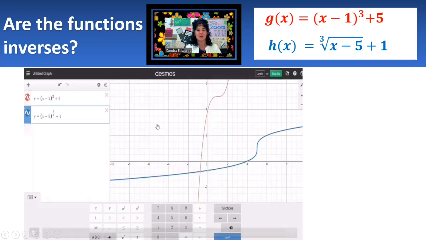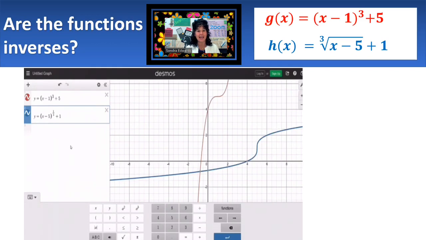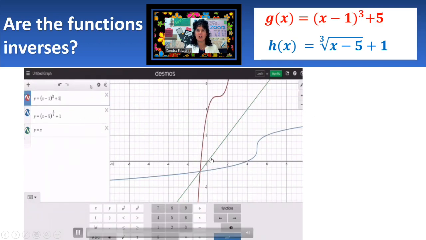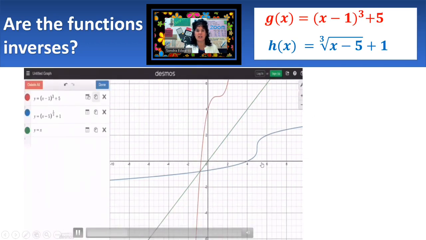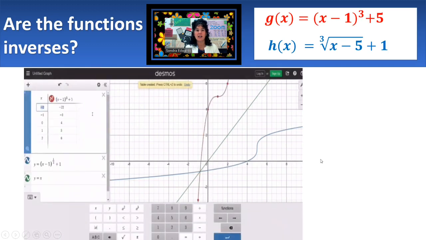All right, now that I've graphed these two functions, I'm going to enter in the equation y equals x. Because if two functions are inverses, then they are a reflection across the y equals x line. And it sure looks like there is symmetry across the y equals x line here. So it's looking like these two functions are inverses.